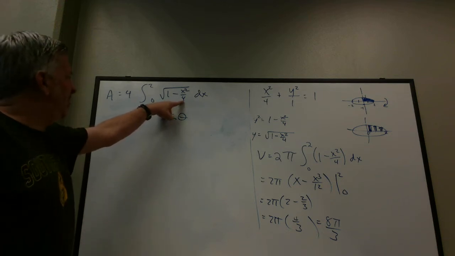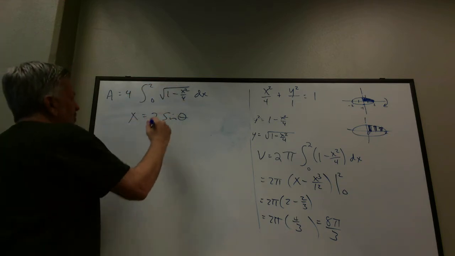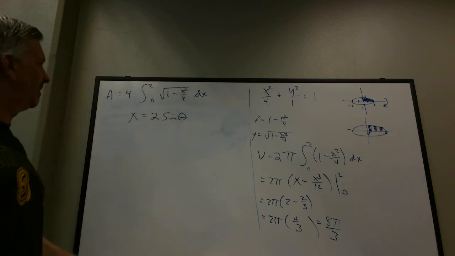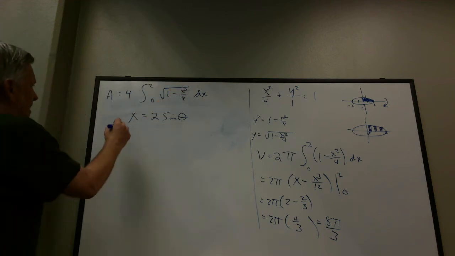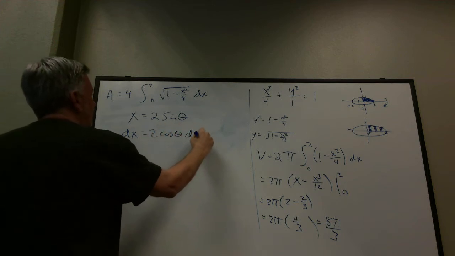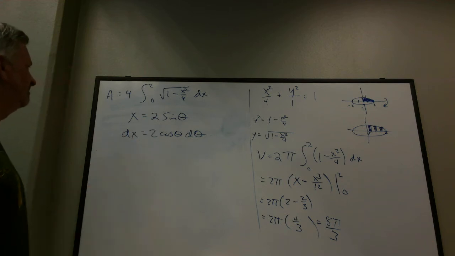Right? So if I'm dividing by 4 and I want to get rid of it, I need to have a 4 in the numerator, so I need a 2 sine theta, right? Because 2 squared is going to be 4, and then the 4s drop out, and then I get 1 minus sine squared. So dx is going to be 2 cosine theta d theta.